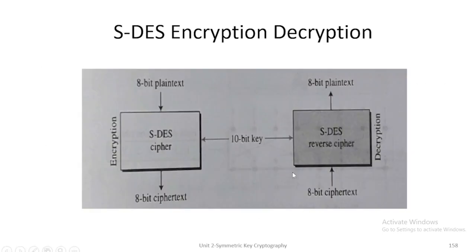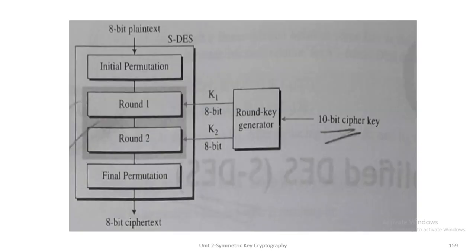This is the diagrammatic representation of the basic concept, in which 8-bit plain text, 8-bit ciphertext and a 10-bit key are used for both encryption and decryption. The same key is used for both, and the order used for conversion of plain text to ciphertext is reversed in the conversion of ciphertext to plain text. This SDES algorithm also follows the Feistel cipher structure concept.